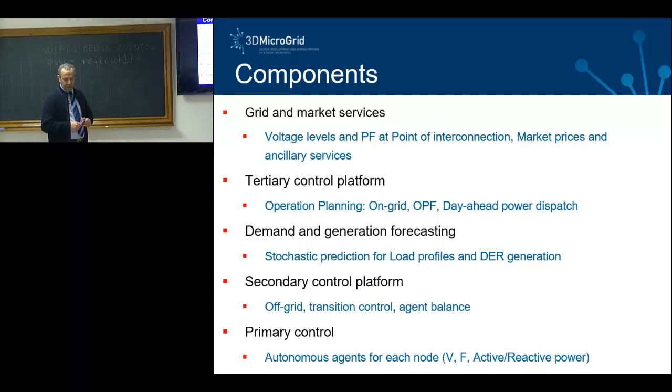The fourth is the secondary control platform, and this is focusing on the off-grid transition control and agent balance. And the primary control is about the autonomous agents that we want to install at each node to maintain the voltage, the frequency, and the active and reactive power balances on the different nodes.